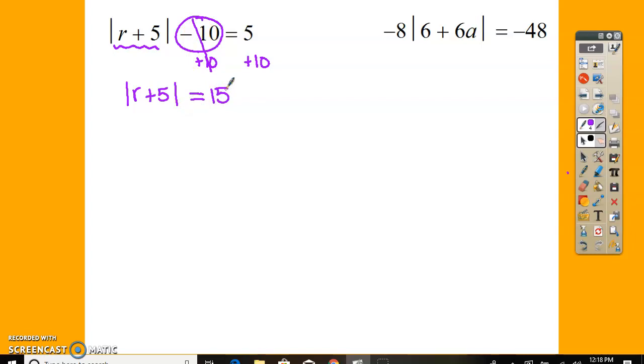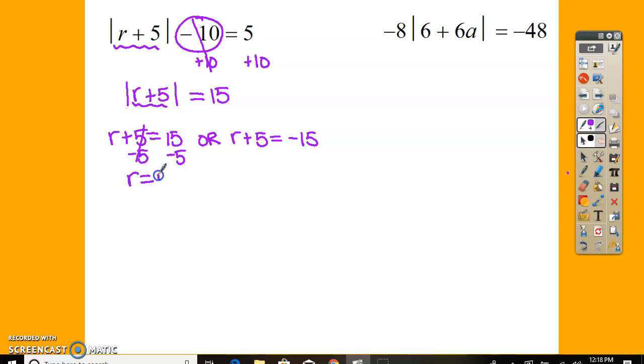Remember this r plus 5, its distance from 0 is 15. So we have two possibilities. R plus 5 could have equaled positive 15, or r plus 5, what was inside, could have equaled negative 15. We had two options there, so we have to solve two equations. Again, these are both just one-step equations. They both need 5 subtracted to the other side.